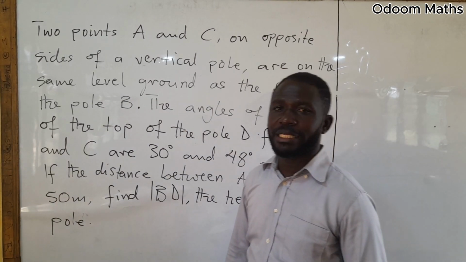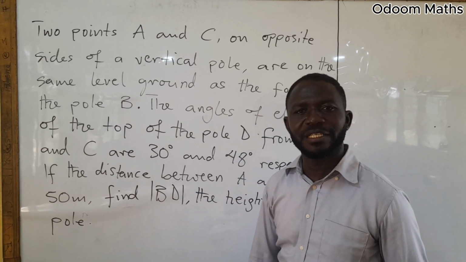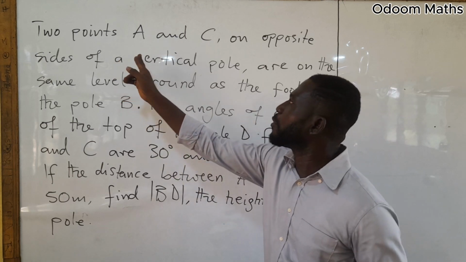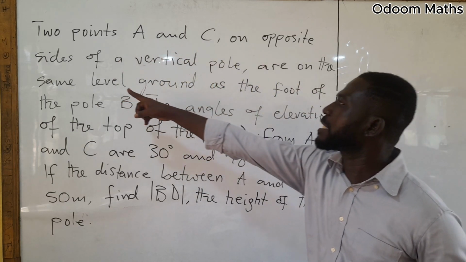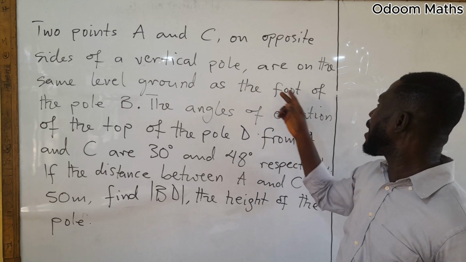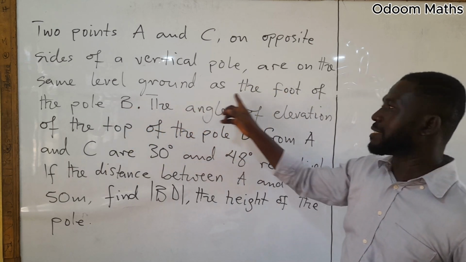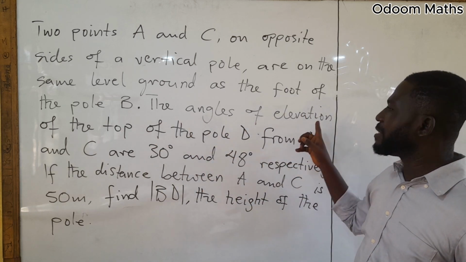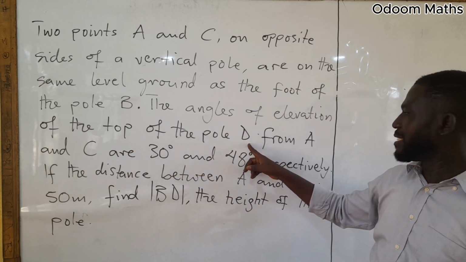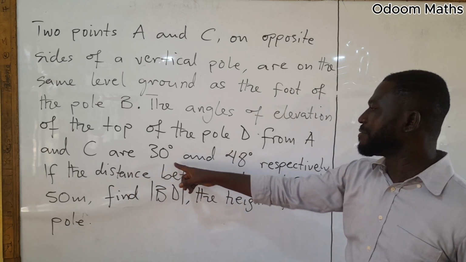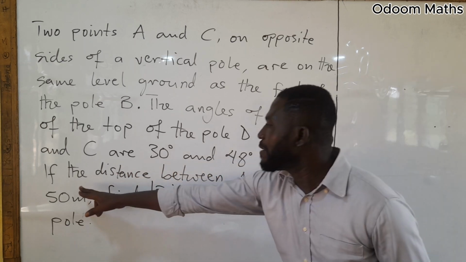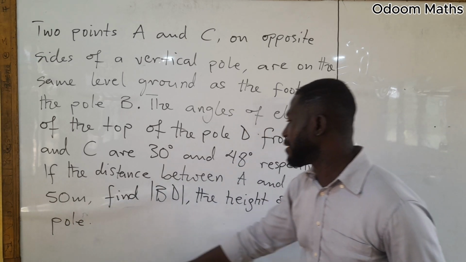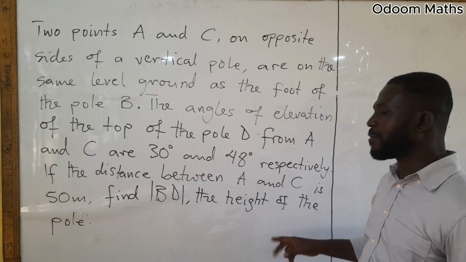Okay, now let's look at this example under angles of elevation and depression. The question says two points A and C on opposite sides of a vertical pole are on the same level ground as the foot of the pole B. The angles of elevation of the top of the pole D from A and C are 30 degrees and 48 degrees respectively. If the distance between A and C is 50 meters, find BD, the height of the pole.